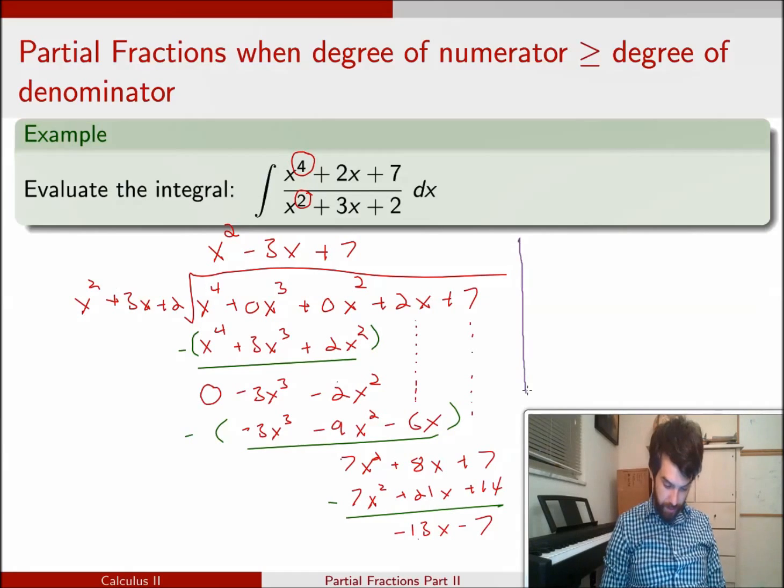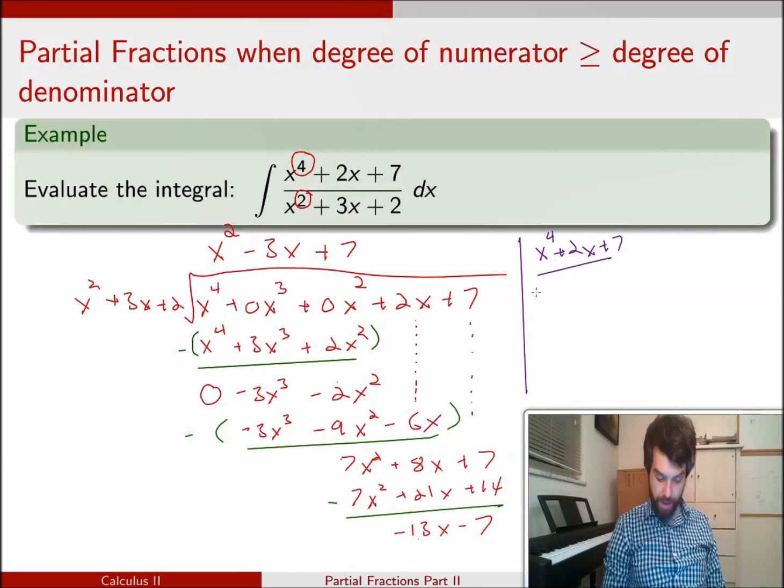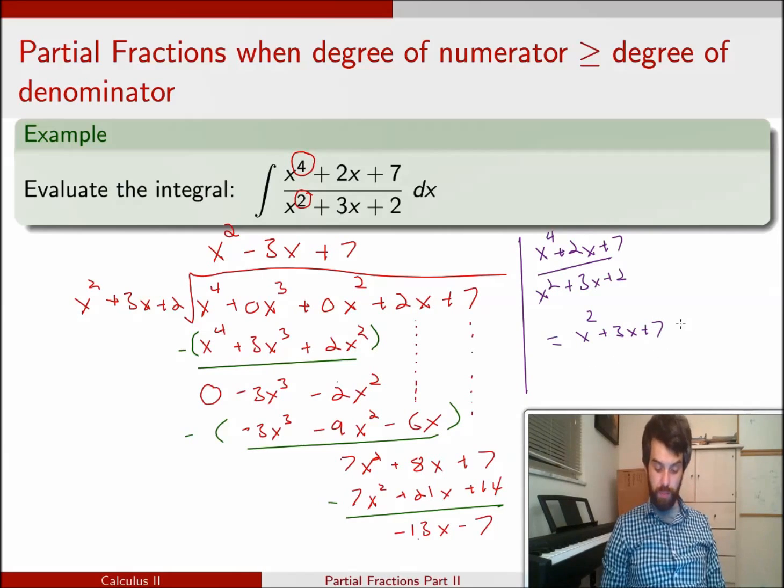It is this. It is that our fraction that we began with, this x to the 4th plus 2x plus 7, all divided by x squared plus 3x plus 2, that big mess is equal to the polynomial x squared plus 3x plus 7, plus this remainder term, the minus 13x minus 7, divided out by the denominator, x squared plus 3x plus 2.